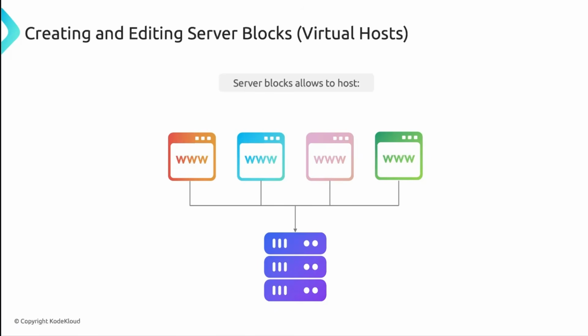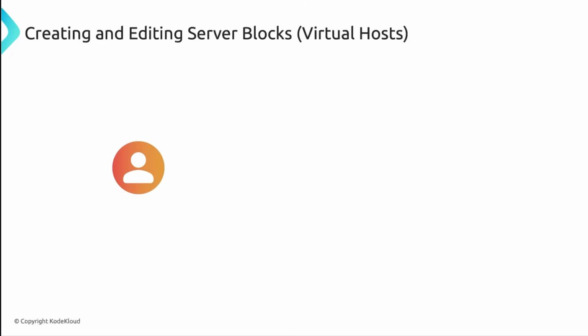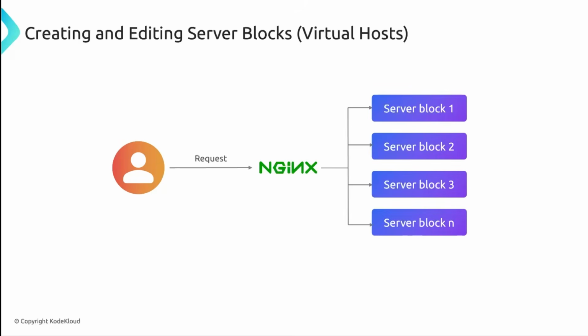These server blocks are what allow you to host multiple websites on a single server, each with its own configuration. Think of the web server as a building, and inside this building, there are many companies. These are the websites. A single server can serve multiple websites in the same way that a building can house multiple companies. So when a request comes in, Nginx uses the server name or IP address to figure out which server block to use, making sure that the right website responds.